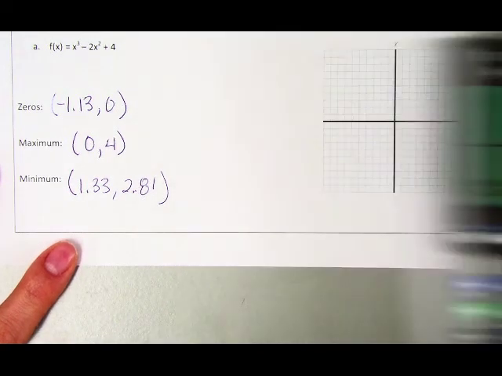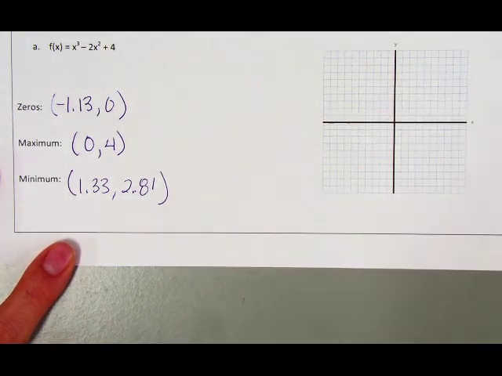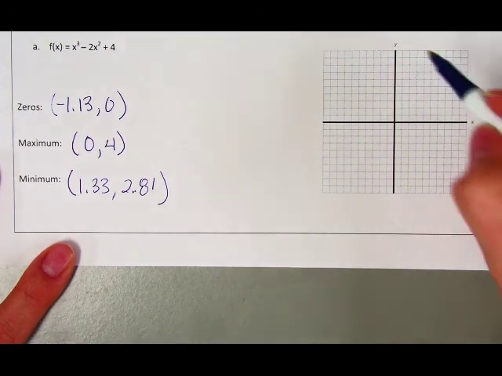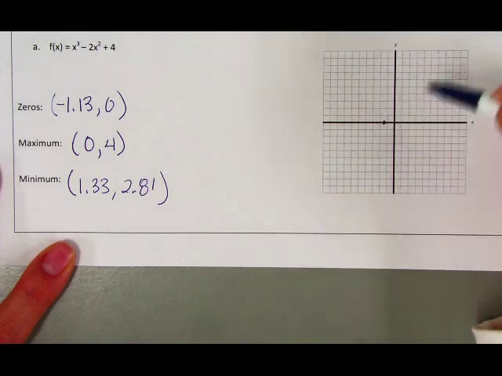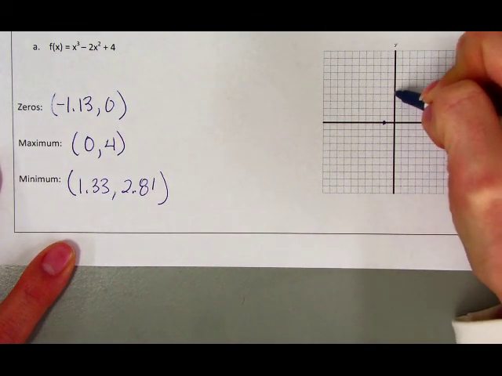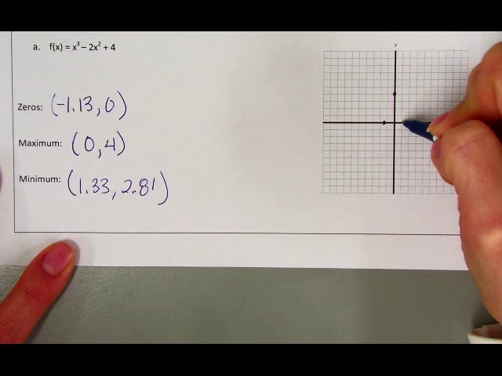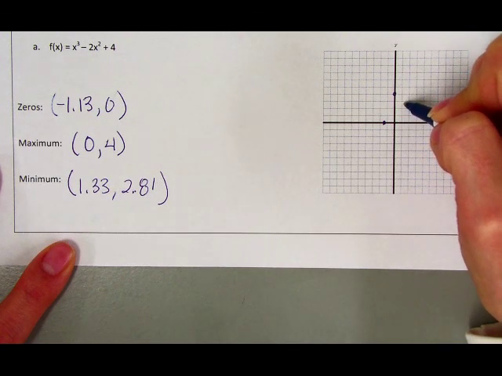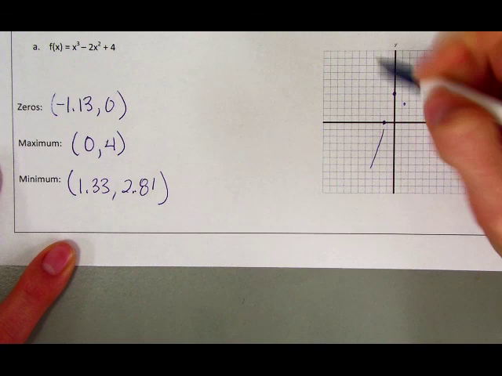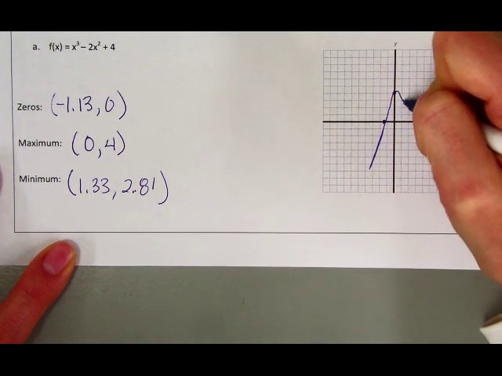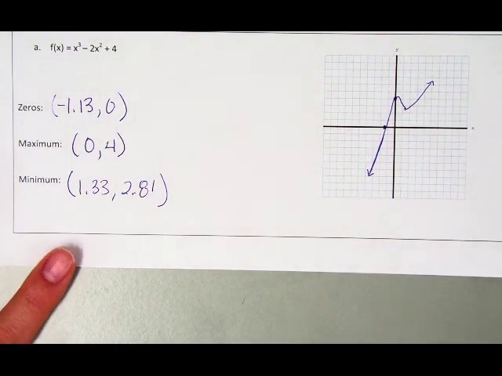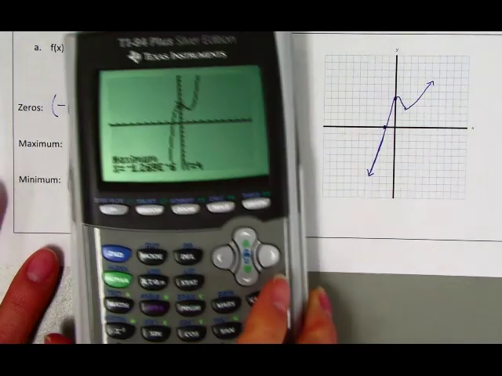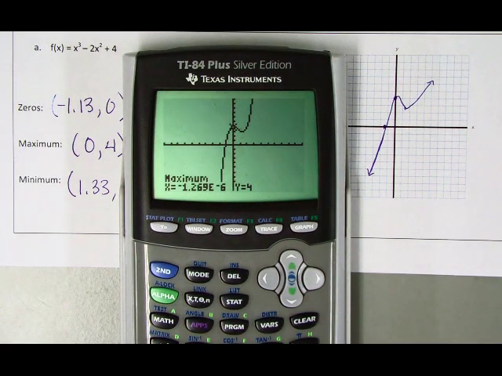So using that, we can now estimate on our coordinate graph off to the right where those points are. So negative 1.13 would kind of be there, 0, 4 would be there, and 1.3 and 2.8 would kind of be there. And you can use what you know about your graph to estimate or sketch a graph that looks very similar to your graph on the graphing calculator.